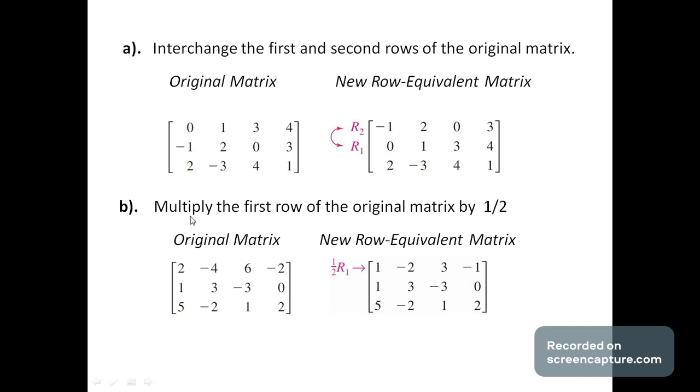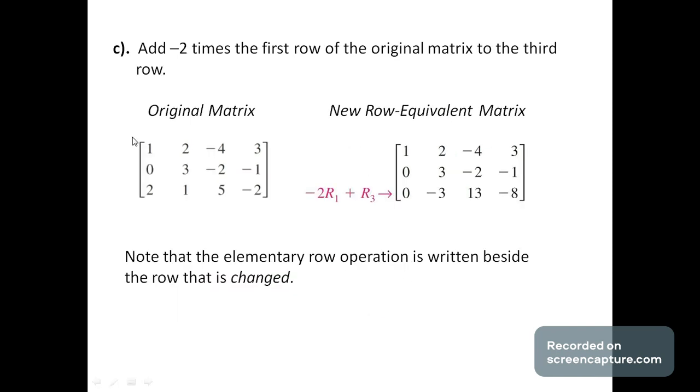The second one is to multiply the first row of the original matrix by 1 by 2. This is 2, minus 4, 6, minus 2. So 1 by 2 R1 means 2 by 2 is 1, minus 4 by 2 is minus 2, 6 by 2 is 3, minus 2 by 2 is minus 1. Then 1, 3, minus 3, 0, 5, minus 2, 1, 2. So this is an element in a row multiplied by a non-zero scalar.